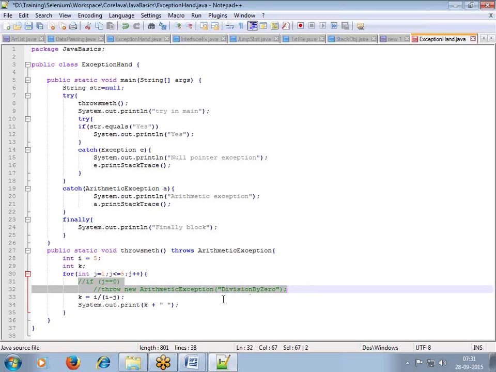Suppose if you don't mention it also, the system will throw the exception, right? Yes, the system will throw the exception here in this line, because whenever j equal to 5 and i equal to 5, the denominator is equal to 0, which is not a valid arithmetic expression. Got it?